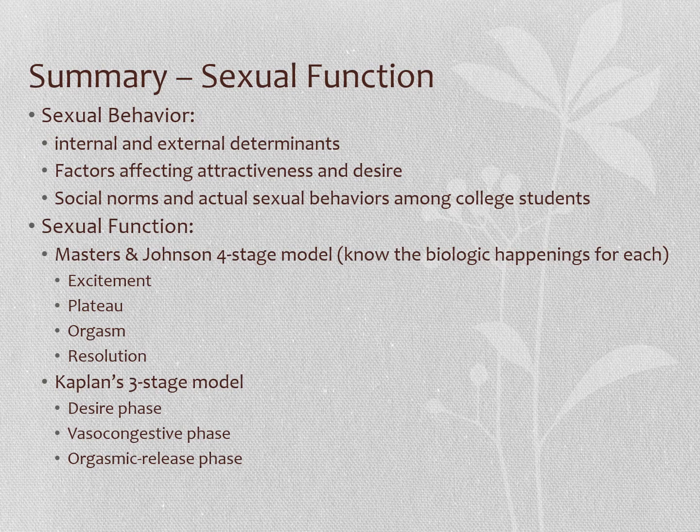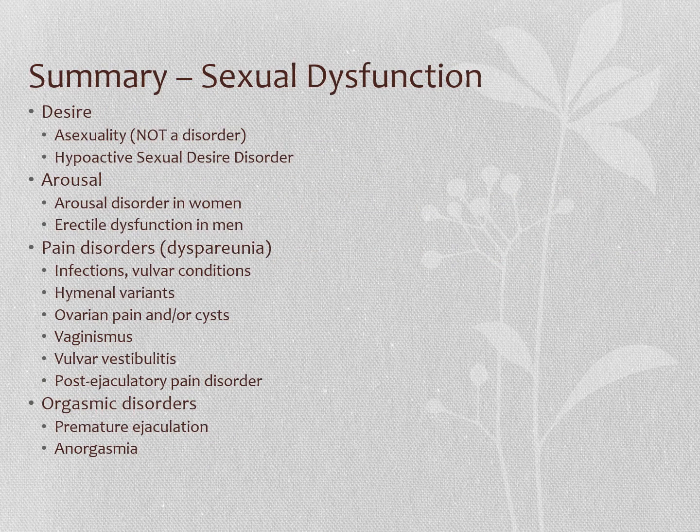So in summary, right, so we've talked about all the factors that go into the regulation of sexual behavior, both internal and external, including those social norms and what the actual behaviors of college students are. When we talked about sexual function, we talked about the Masters and Johnson's 4-stage model and all of the different physical things that are happening along the way. And then Kaplan's 3-stage model, which incorporated that desire phase that precedes the other elements. Then in terms of dysfunctions, so remember, asexuality is not a disorder. And for hypoactive sexual desire disorder, the medication proved to be underwhelming.